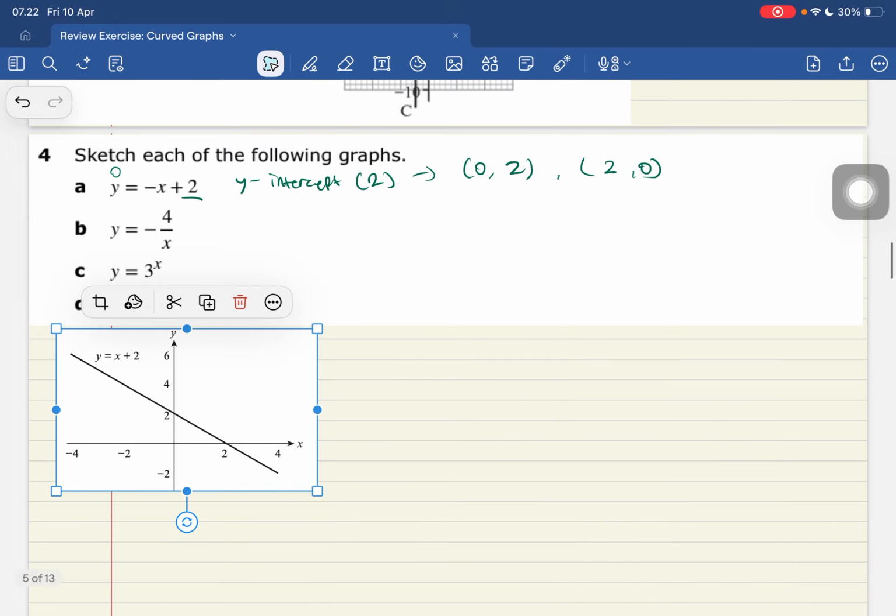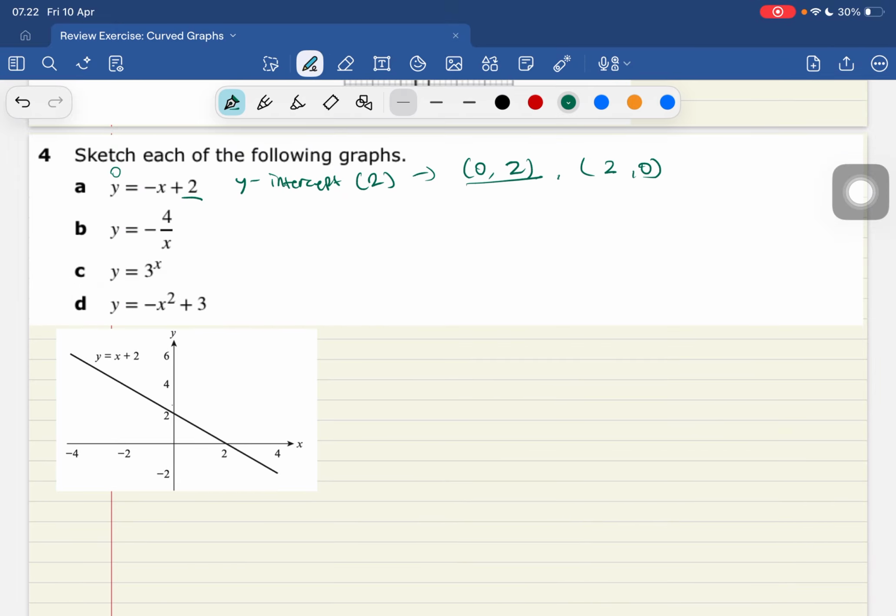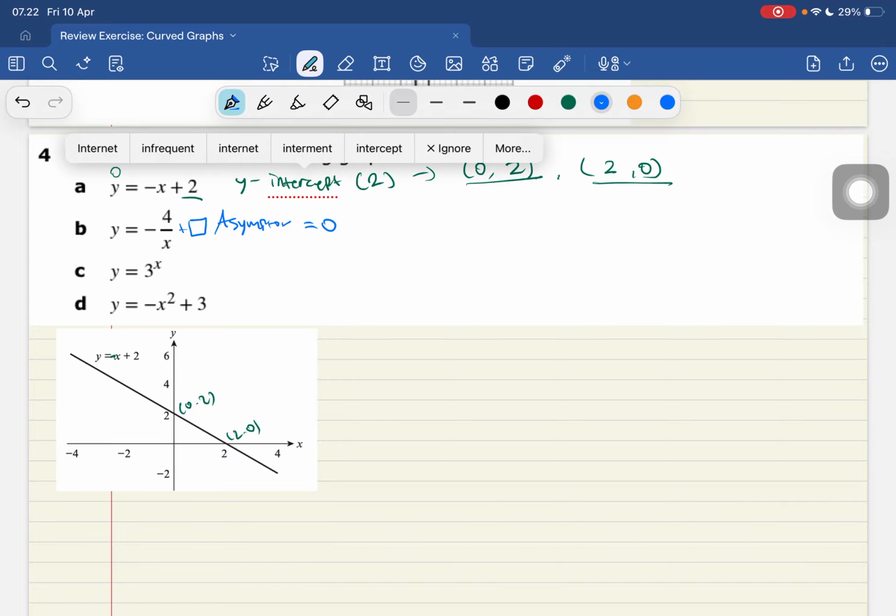So to sketch, after we got the 2 points, here it is for the A. Our first point here is 0, 2, and the second point is 2, 0. It's negative. B, here we need to know the asymptote. If there is nothing here, no coefficient, this is equal to 0, so they will never touch the line y equal to 0. Intercept, so let us substitute.